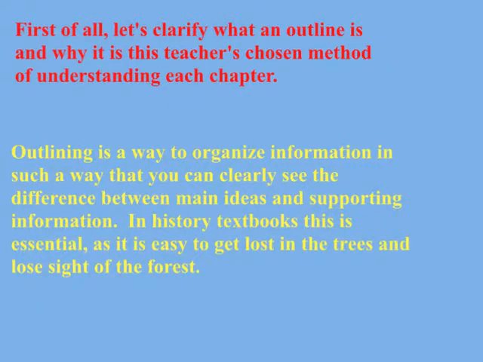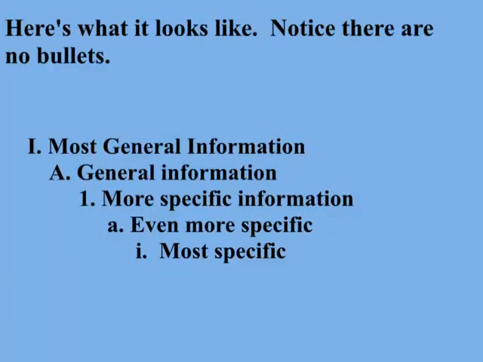First of all, let's clarify what an outline is and why it's this teacher's chosen method of understanding each chapter. Outlining is a way to organize information in such a way that you can clearly see the difference between main ideas and supporting information. In history textbooks, this is essential, as it is easy to get lost in the trees and lose sight of the forest.